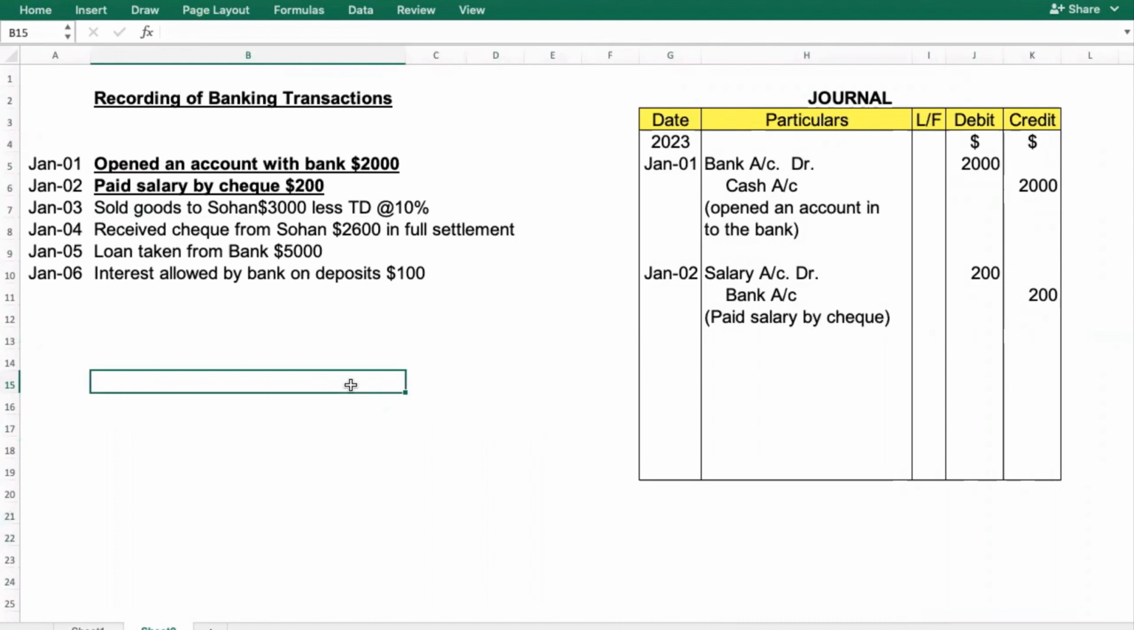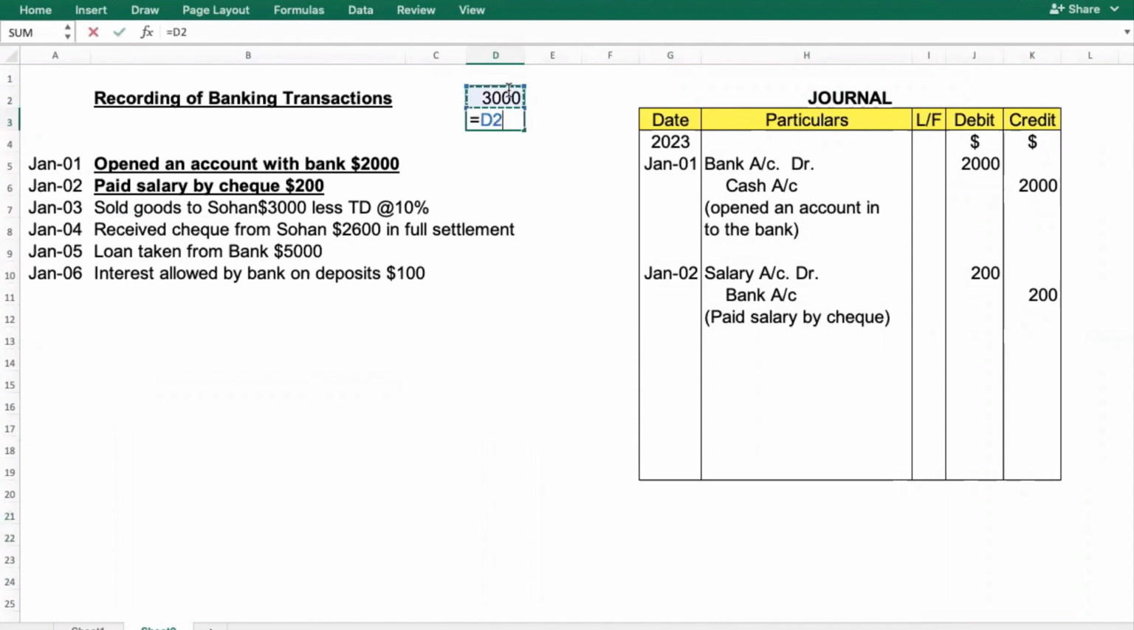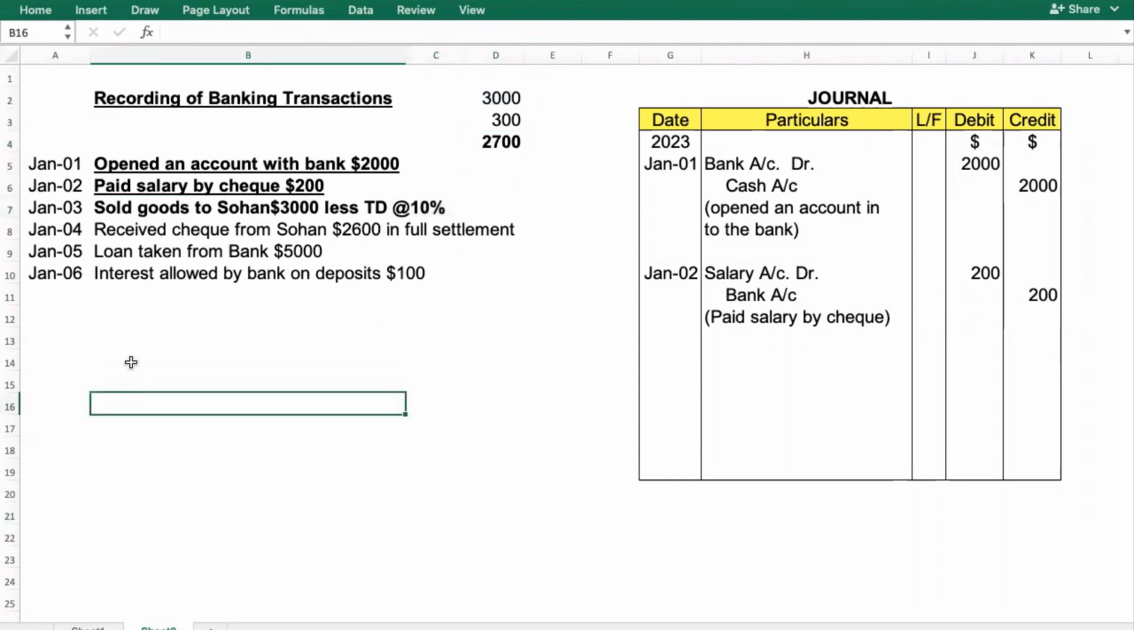Yes. So what do we do? We never record trade discount, so we just need to remove it. So 3,000 is the list price. Trade discount is 10%. So 10% means how much? 300. So we will record the transaction with how much money? 2,700. So which two accounts are affected? Tell me.